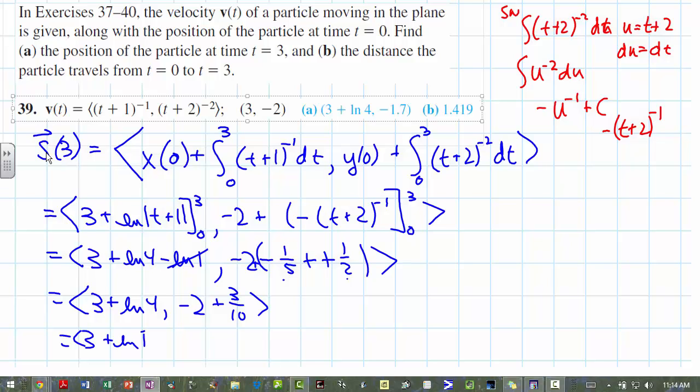Okay, that's it. I'm submitting these for entertainment value. Negative 1.7. Great.